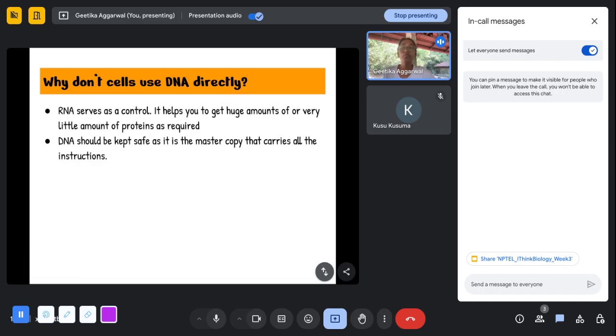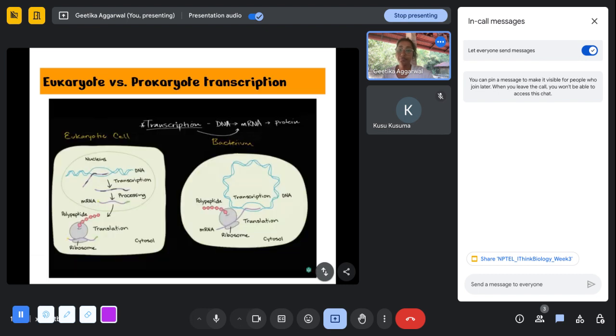So it is very important for a eukaryotic cell to keep this DNA safe and to not expose it to any external factors. And that is why DNA should be safely kept inside the nucleus, where it carries all the instructions. But it can be opened and made into smaller copies of RNA, which can then be translated, so that the master copy is safe. So, how is transcription different in a eukaryotic cell versus in a prokaryotic cell?